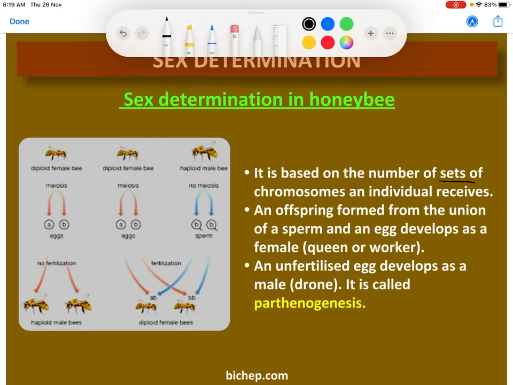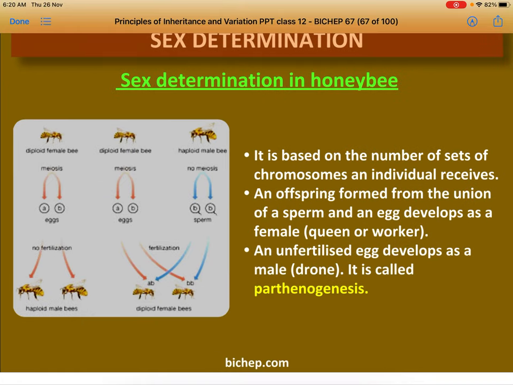Now, if an offspring formed from union of the sperm and egg develops as female, so if fertilization occurs, then they are female. But if unfertilized egg is developing, then it is male or drone. Now, the process is parthenogenesis, as we have discussed earlier. Right? So, please take the screenshot of this slide.